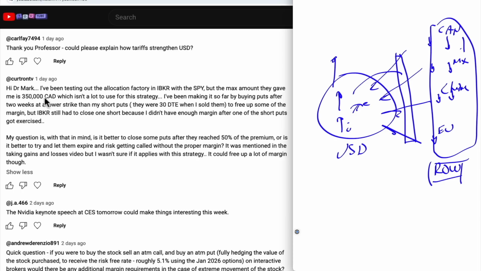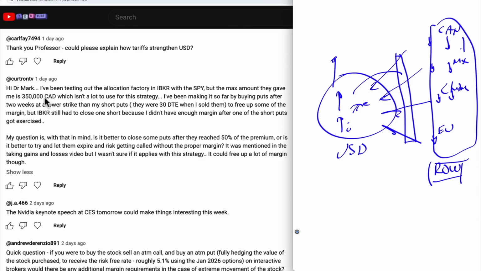I've been making it so far by using puts after 2 weeks at a low strike. Well, you want at the money. If it's an allocation factory that you want, you actually want the stock, so you want to use a higher strike. Maybe use something of a lower price. Find something that has a lower price, that has weekly options.